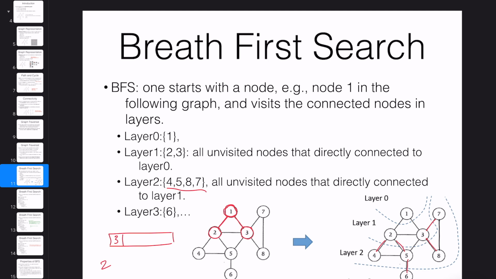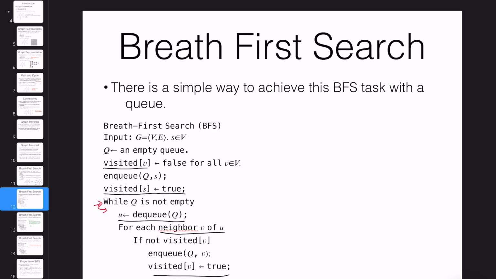3 has been visited, so I'm not going to push 3 to the queue again. The next node is 4. 4 hasn't been visited, so you will push it to the queue and you mark it as visited. The next node is 5. 5 hasn't been visited, so you push it to the queue and you mark it as visited. So 2, 4 and 5 have been visited now. So you are done. You go back to the top of the loop.